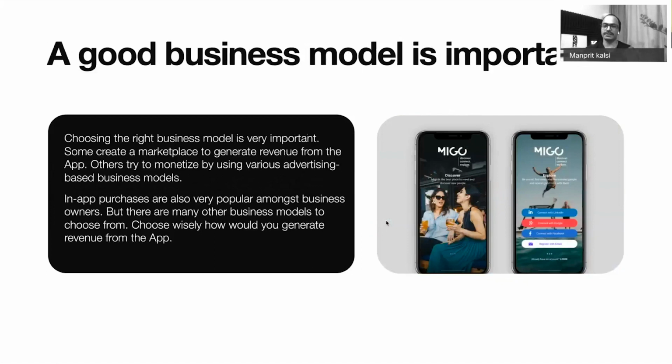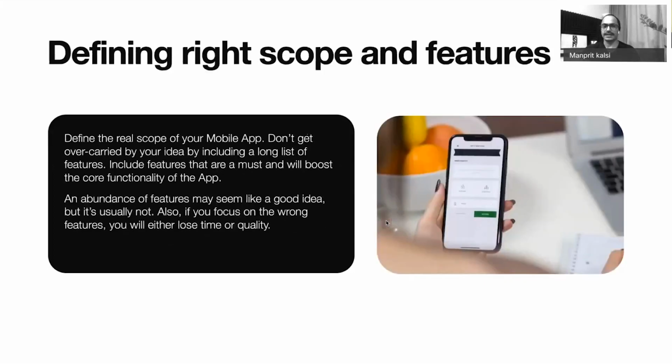You might not be able to survive after 6 months if your business or app is not generating revenue, or if you're not able to survive your business, then you will not be able to continue with this app. So it might die in like 6 months or 1 year. So a good model is important. Then defining the right scope and features. This I'll discuss at a later stage.